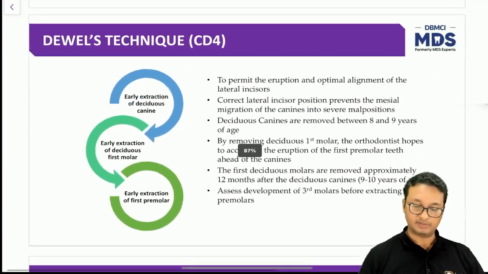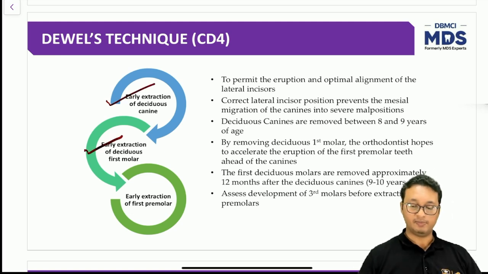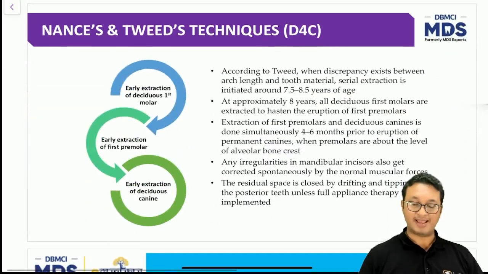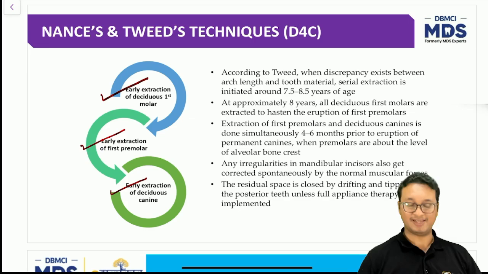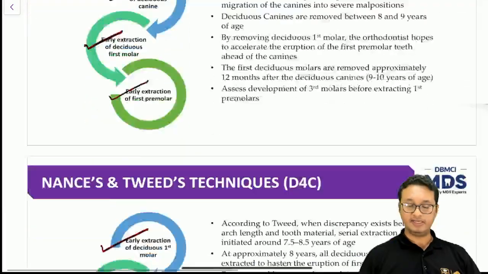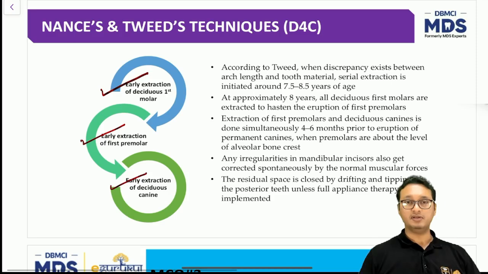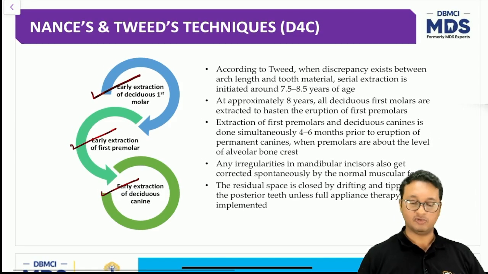Now, this is Duell's technique. We go for extraction of the deciduous canine, followed by extraction of the deciduous first molar, followed by extraction of the first premolar. Similarly, we have Nance and Tweed's technique, where there is first extraction of the deciduous first molar, followed by extraction of the first premolar, followed by extraction of the deciduous canines. So there's a sequence, that is CD4 for Duell's technique and D4C for Nance and Tweed's technique. Okay, so that is what serial extraction is.